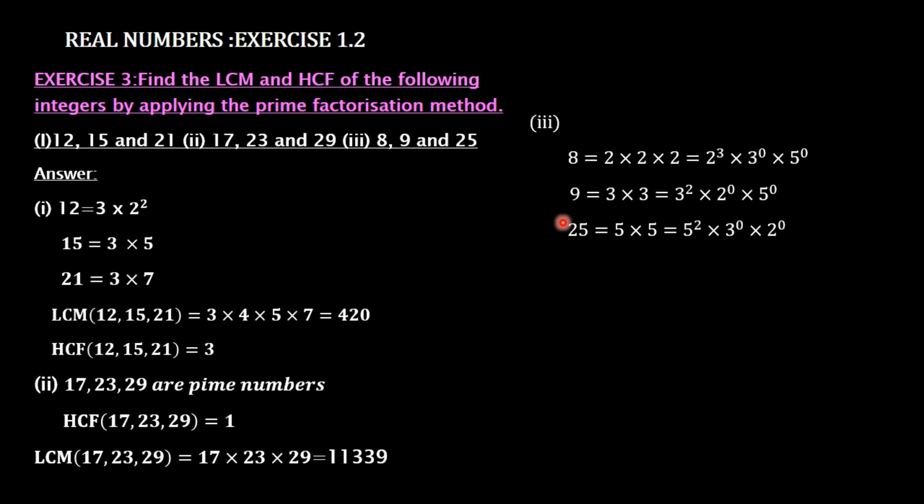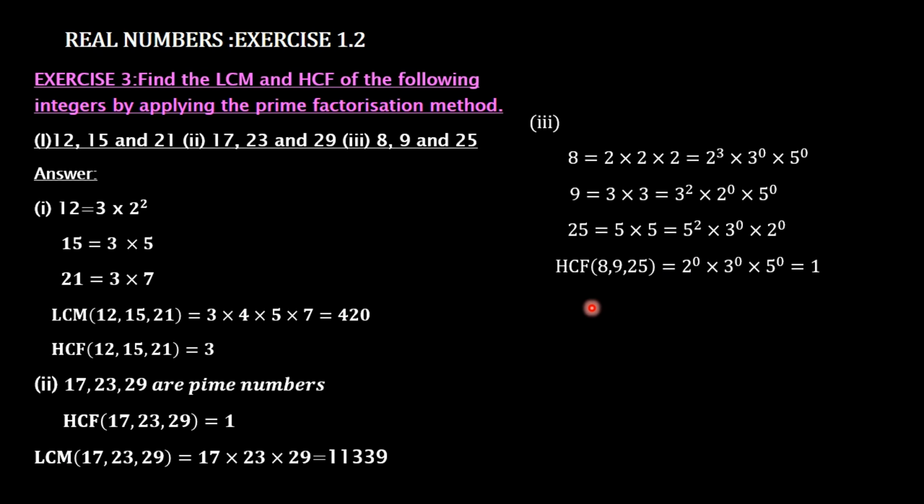Either you can write it like this, or you can apply this method. Both are fine. Whichever is easy, you can adopt that. Then what is our HCF? We have to find common prime factors and the least power among them. Here, 2 raised to 0 is least among 2s, 3 raised to 0 is least among 3s, 5 raised to 0 is least among 5s. So we choose 3 raised to 0 into 5 raised to 0 into 2 raised to 0, which is equal to 1.